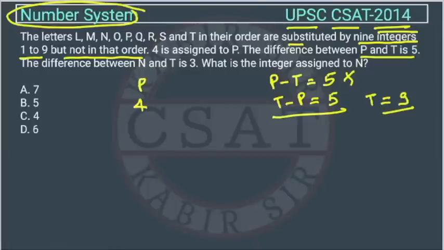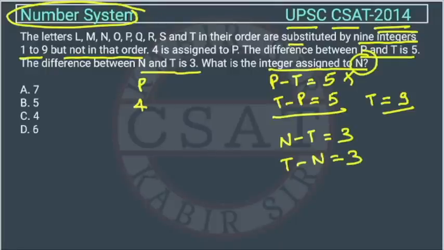Okay. The difference between N and T is 3. Now they are saying the difference between N and T is 3. So this can be also in this way, right? So what is the integer assigned to N? So we have to find the value of N. If we put T as 9 here, the value of N will be 12 from this. But we are assigning numbers from 1 to 9 to each letter, and we are getting 12. So this is not possible. So we will use this one.